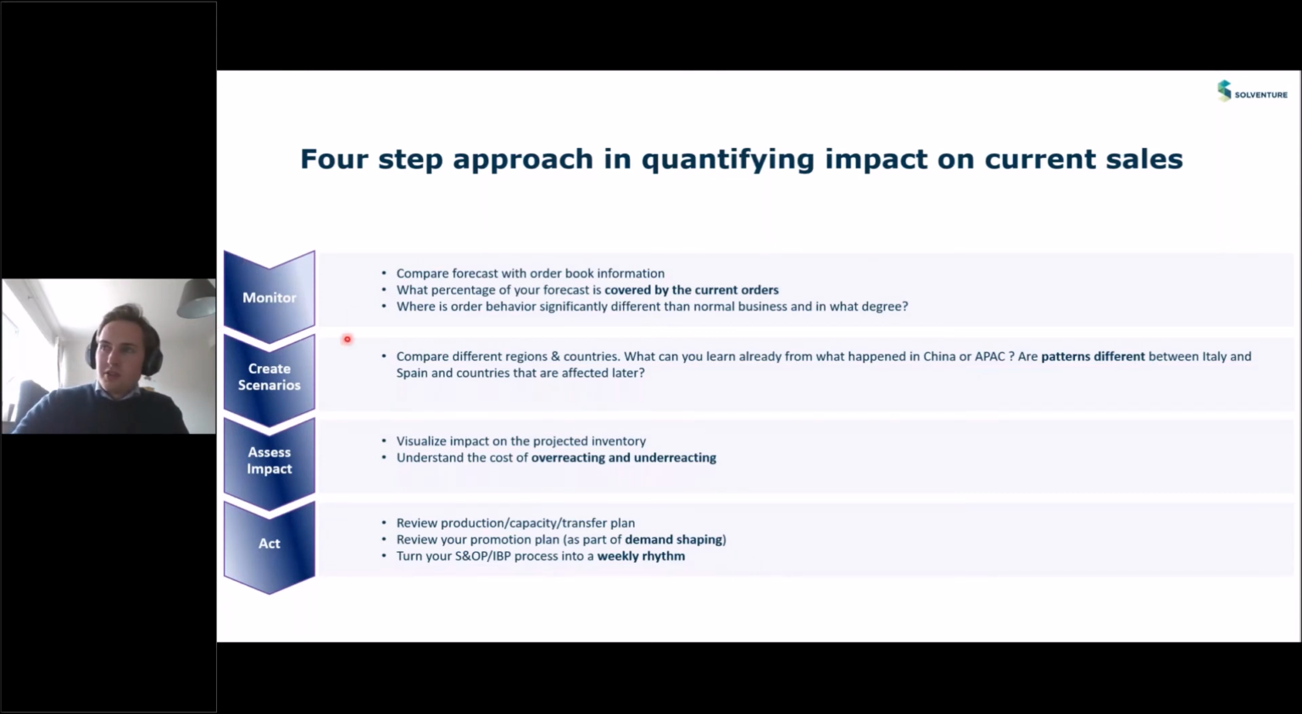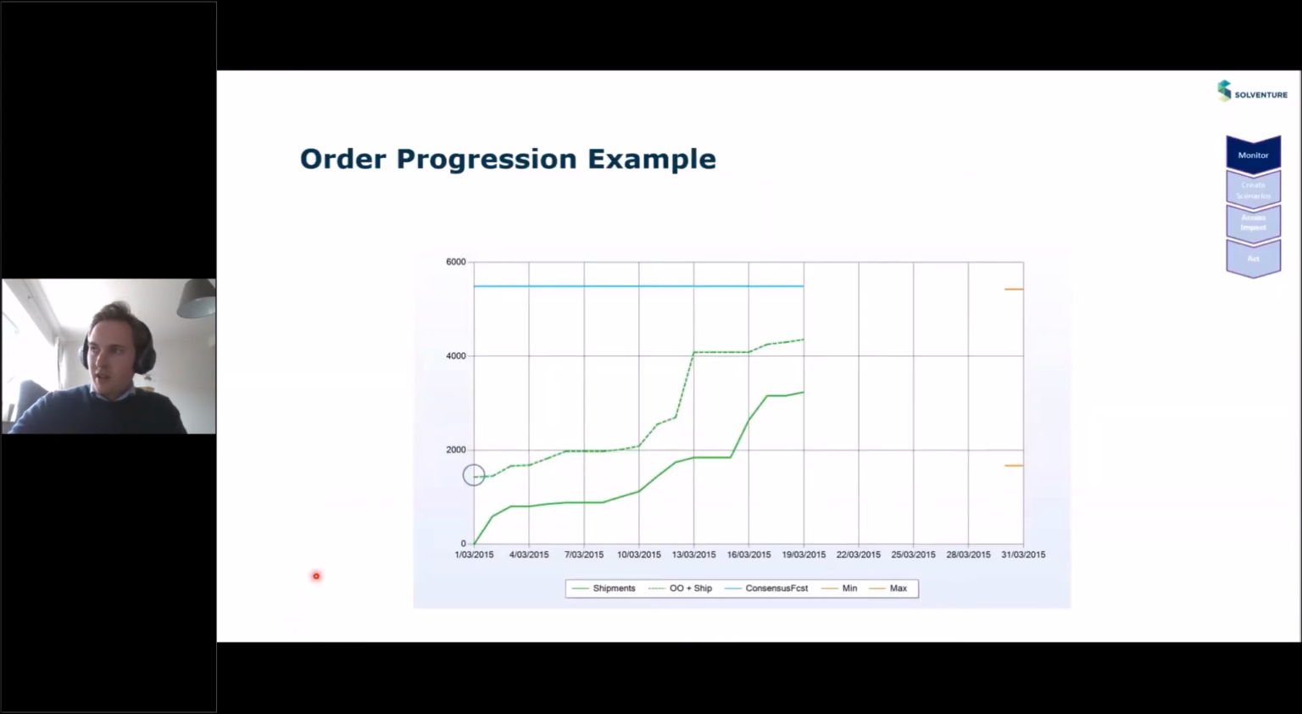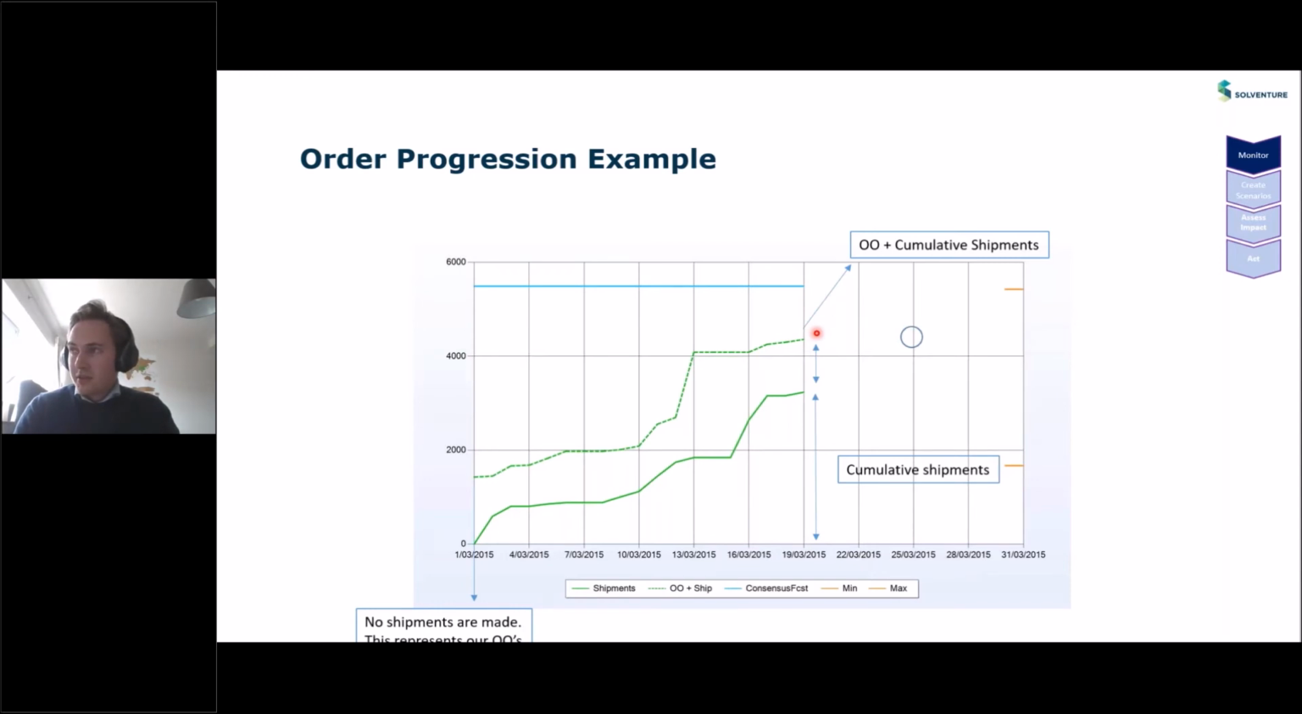I'll show you 2 examples, one of the monitor phase, one of the acting phase. So actually about the monitor phase, you can see here, we have the blue line being our forecast. We have our shipments and we have our open orders. And actually, we want to see the gap. So we want to see here, how close are we? And for example, I think for most of you, probably the gap is bigger than you want. And based on this analysis, with more and more detail, for example, per product line, you can make some scenarios.